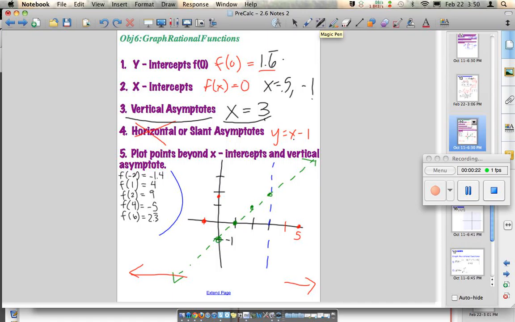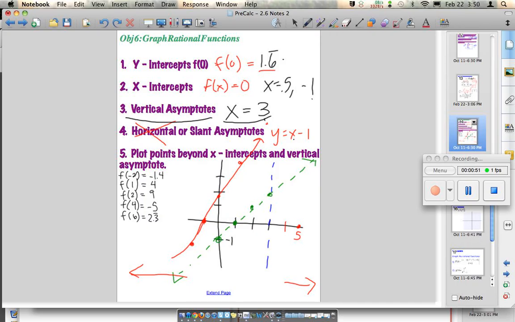We already had our intercepts that are in red, so let's continue in red. -2, -1.4 would be down here. 1, 4 is up here. And then 2, 9 is way up here somewhere. So it looks like I have enough to draw a sketch. Something along those lines there. I probably would use my calculator to make sure I understand what the curve looks like.